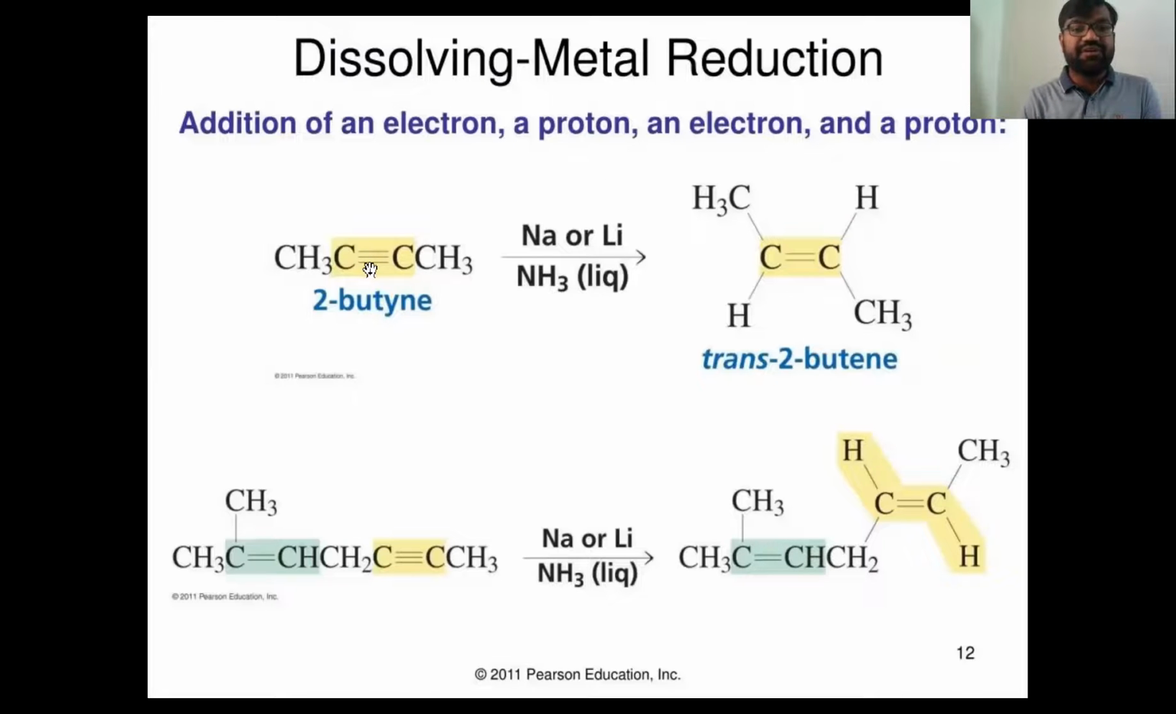It is specifically for reduction of alkynes and alkenes. You can see that it is especially for alkynes, in this case it is shown. If we take sodium metal or lithium metal, you know sodium is the only metal which can be cut easily with the help of a knife.